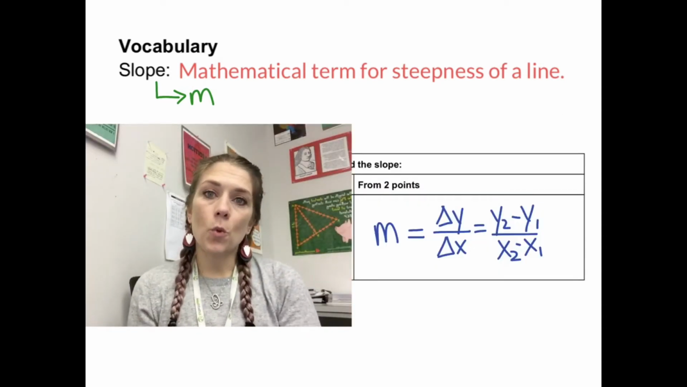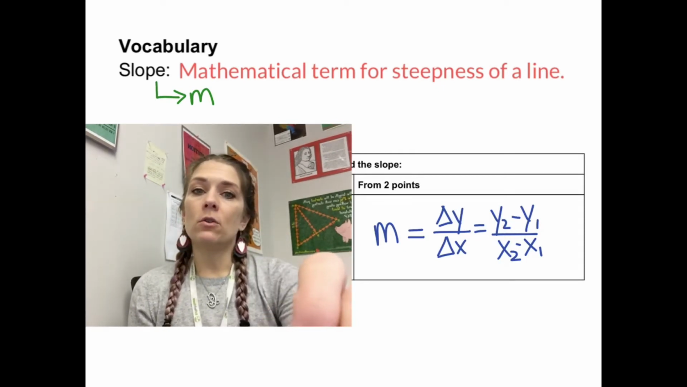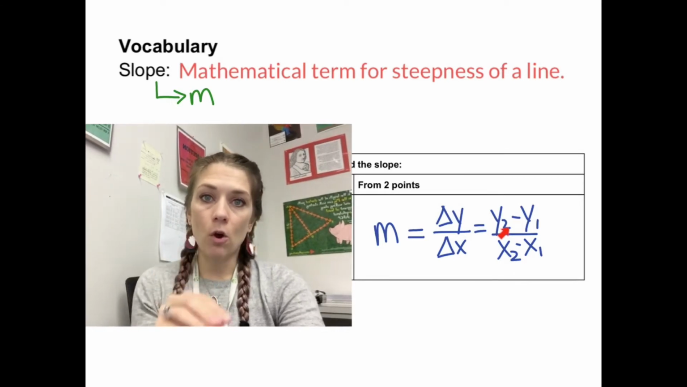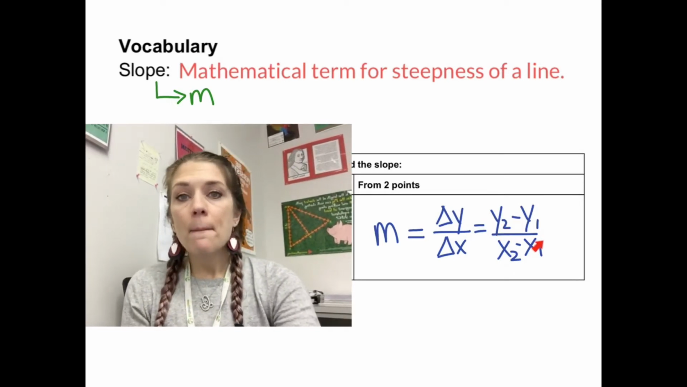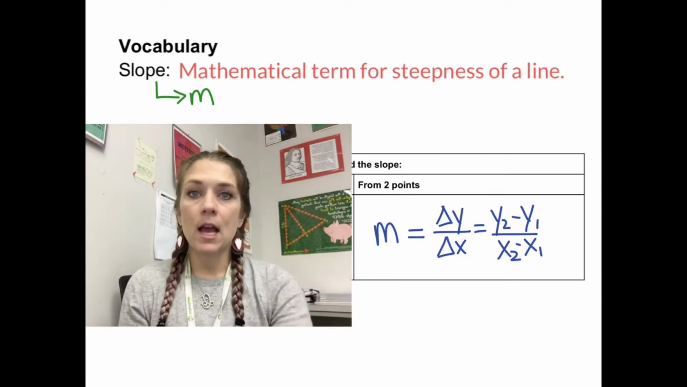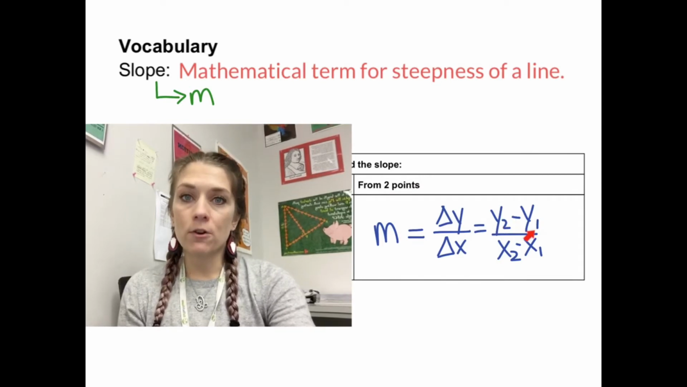Second, finding slope from 2 points is a formula. And the formula looks a little complicated because it has these little subscripts of 2 and 1. Please understand that in math, the subscripts are labeling things. So in this case, it's just the second y value minus the first y value, all over the second x value minus the first x value.